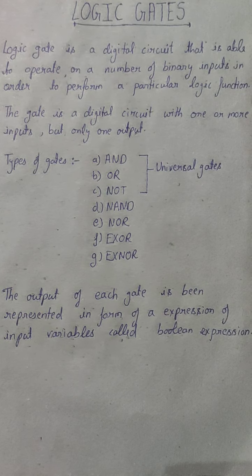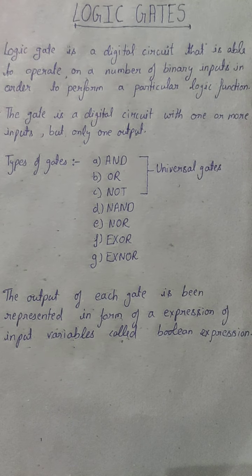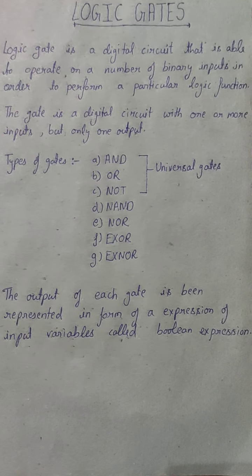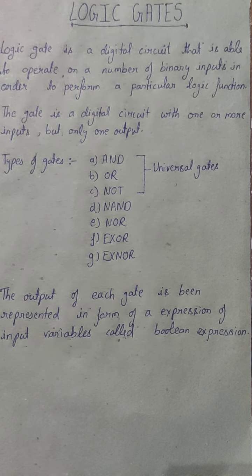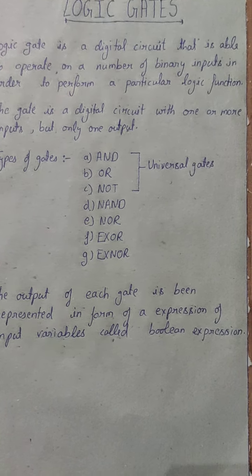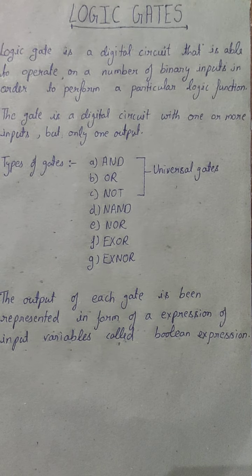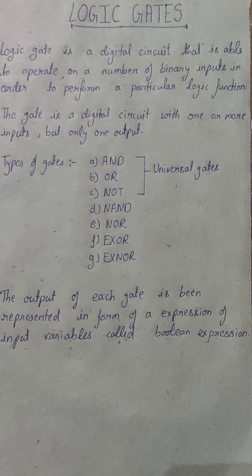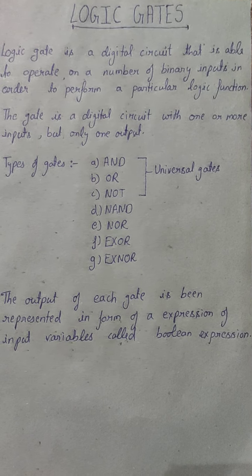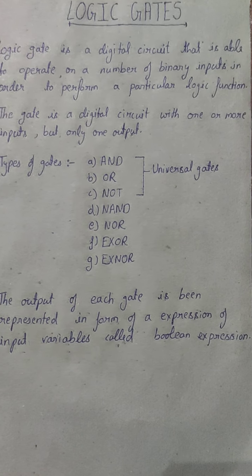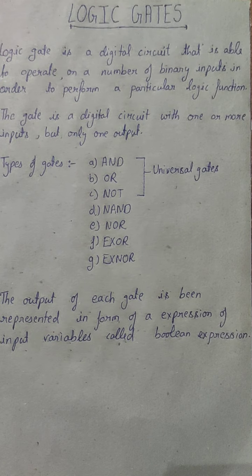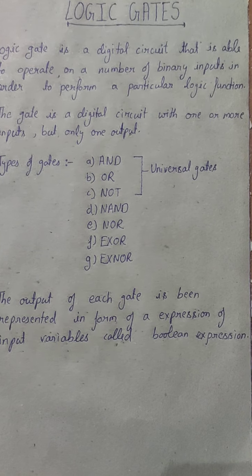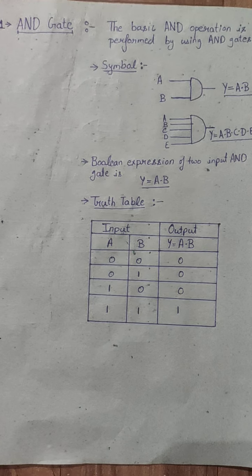Next is, the output of each gate is represented in the form of an expression of input variables called a Boolean expression. So the output of a logic gate is represented in the form of a Boolean expression, which consists of the variables given to the gate. This Boolean expression is basically represented by capital Y. So this was the basics of logic gates.